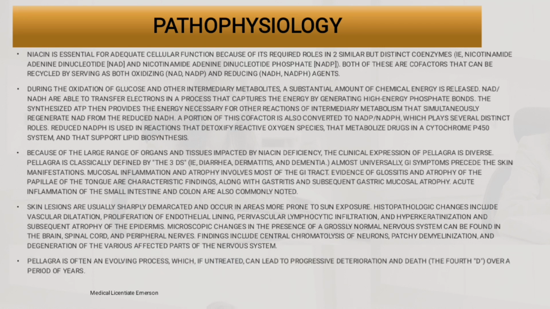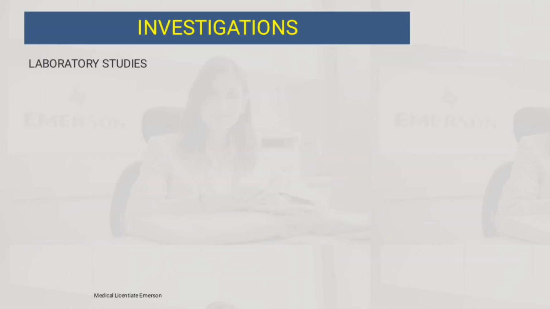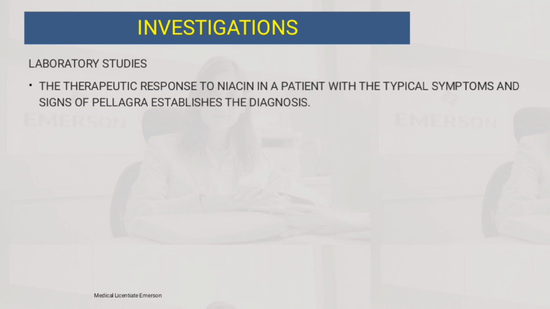Okay, then pellagra is often an evolving process which, if untreated, can lead to progressive deterioration and death. Hence the fourth D, like I was saying, but it usually occurs over a period of years. So when we talk of the 3Ds, you have to know that the fourth D comes about after a progressive deterioration. Okay. Then investigations. So we have laboratory investigations.